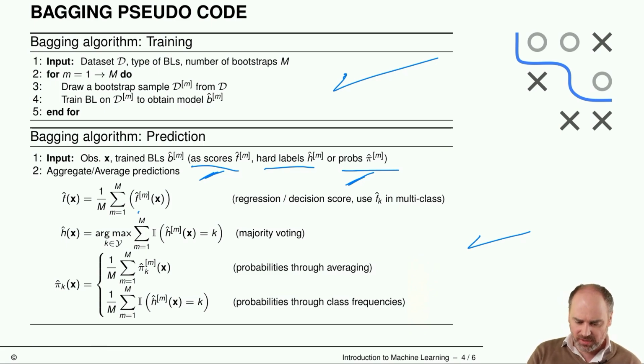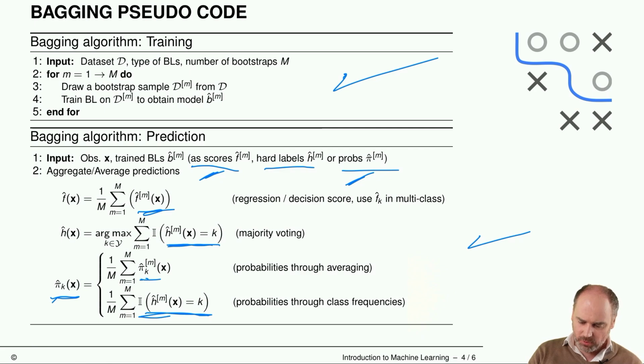So if you, for example, have decision scores, well, that's basically like in a regression model. So you just average them as before. If you have produced hard labels in your base learners, you can count over the ensemble and then you can do majority voting. So you would predict the class that is predicted by most of the ensemble members. But you could also count again over these hard labels and then count proportions, and you might treat that as a probability estimate for your ensemble if you want to produce probabilities.